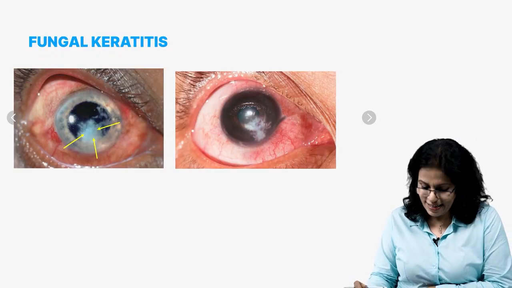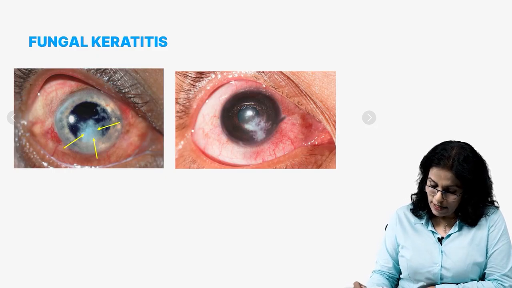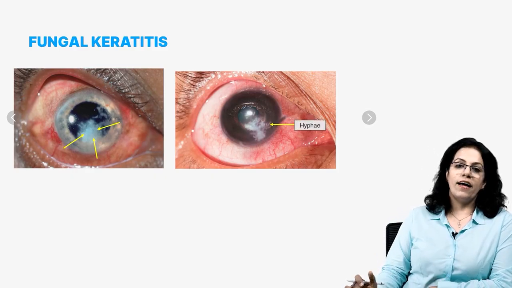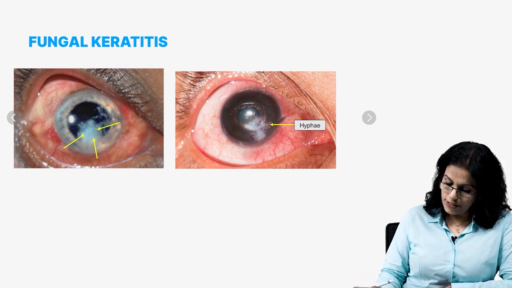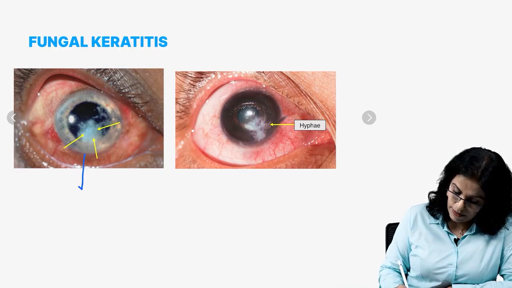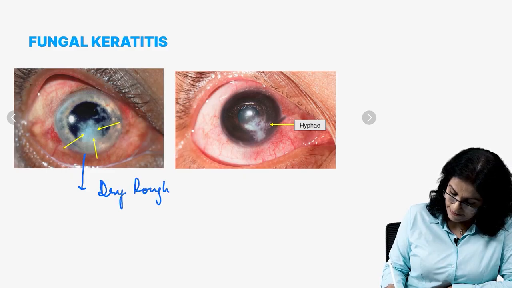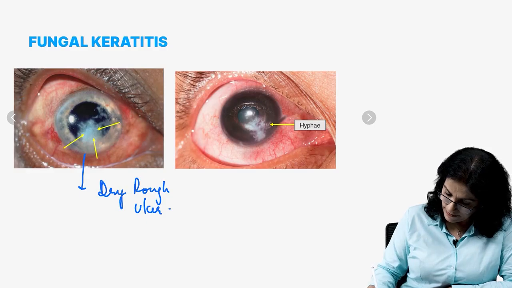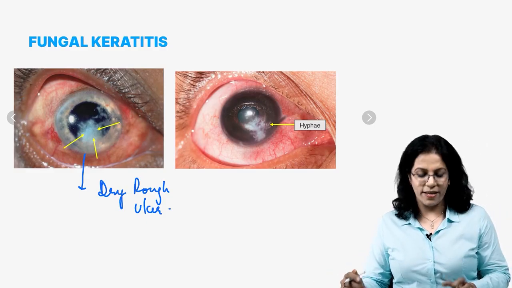This is your fungal keratitis, right? What do you see here? We are seeing this dry rough ulcer, and the projecting ends are called hyphae, right? So these projecting ends are hyphae, and the ulcer typically is described as a dry rough ulcer. Okay, let's draw together.